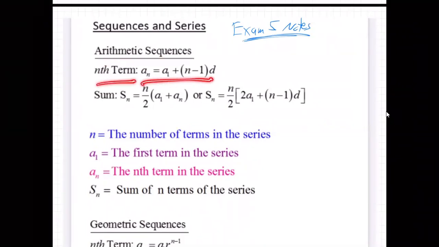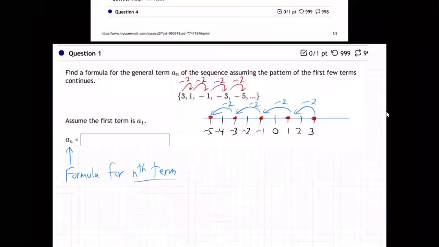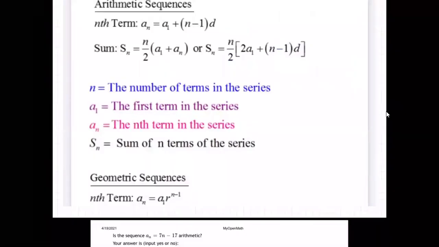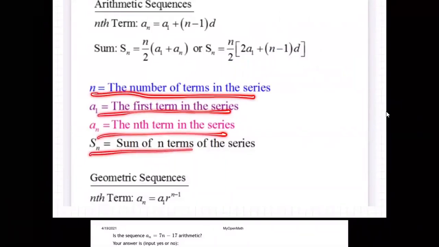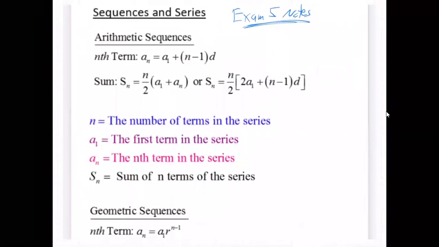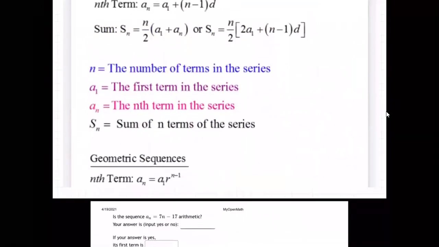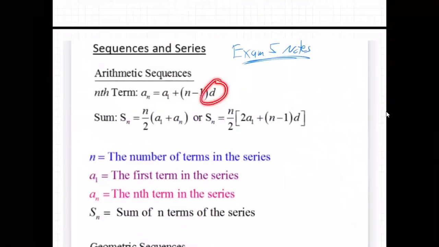a sub n equals a1 plus (n minus 1)d. So let's use that formula. There is our formula. So a_n is a1 plus (n minus 1)d. So there's the formula we're going to use. Okay. So now what does a1 mean? Well, you can see down here in the notes, a1 is the first term. a_n is the nth term. n is the number of terms, and S sub n is the sum. And oh yeah, I should mention what d is. They didn't mention d, did they? d is the difference from term to term.